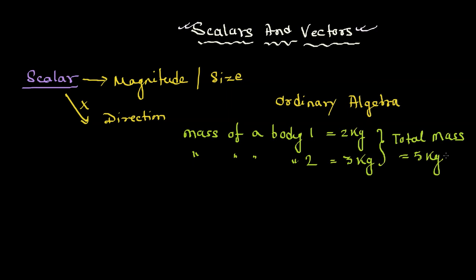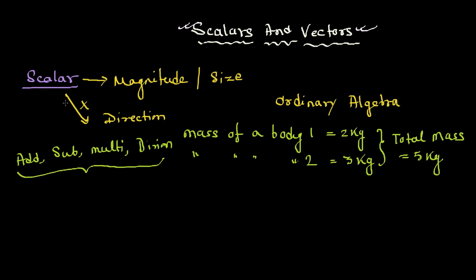Ordinary algebra means addition, subtraction, multiplication and division. These four we can easily apply for scalar quantity, right? So now you can ask me, what is an example of a scalar quantity?